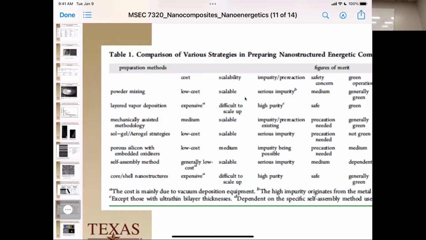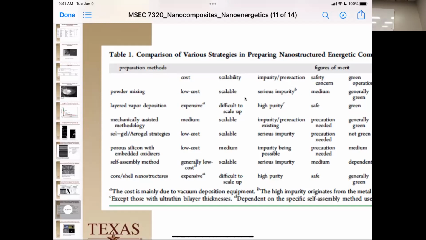Mechanically assisted, so that's like the ball milling systems, are medium cost and possibly scalable. Pre-reaction exists. If you go too far, it's not going to work out. Precautions are needed because you have to be very careful about where you go with it. And if you're only using powders, again, no waste stream. So the aerogels, it's technically low cost and scalable. Serious impurities, because with this stuff, there's no guarantee all of your iron nitrate is converted.